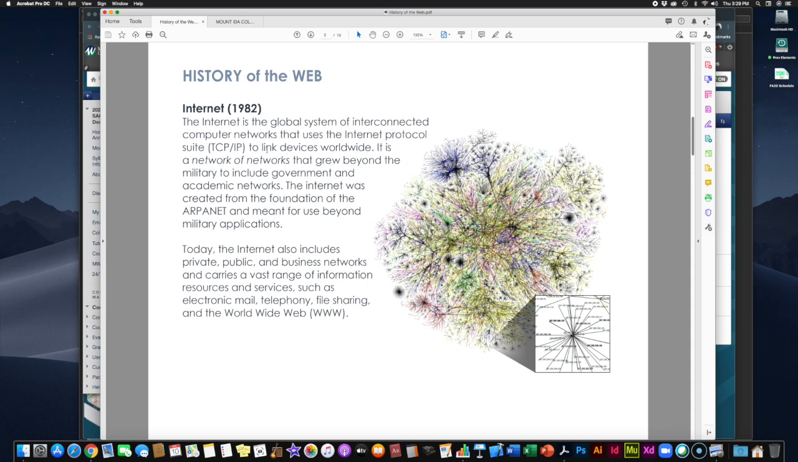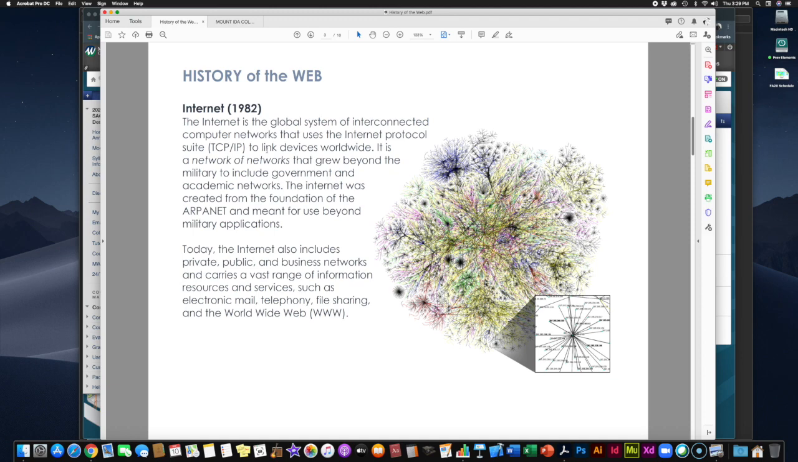And so it was easy enough, they figured, to go to other countries since they had already gone out to Hawaii. So it is essentially a larger network made up of smaller networks, and it grew beyond the military usage to include other government agencies, right? Because the government isn't just the military, there's lots of other government agencies that had good use for it, as well as academic networks like colleges and universities and research facilities.